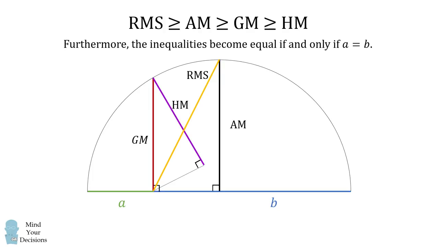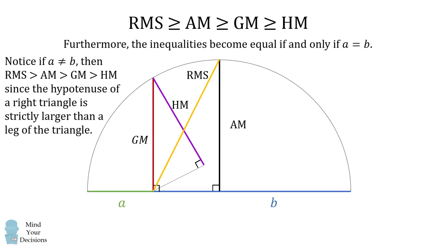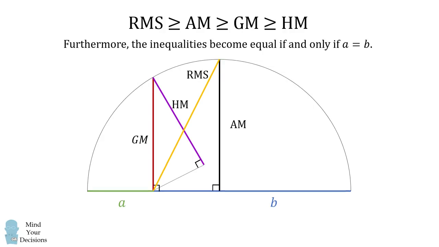But we want to see what happens if a is equal to b. Obviously, if a is not equal to b, then we have strict inequalities because the hypotenuse of a right triangle is strictly larger than the leg of its triangle. But now, what happens if a is equal to b? Do we get that all of these lengths are equal to each other? Well, let's once again visualize this geometrically.